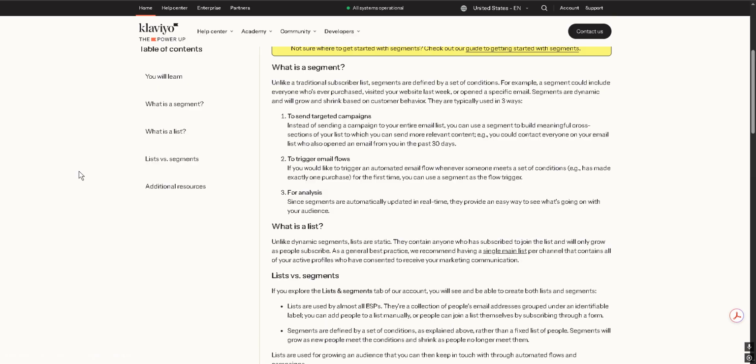So, what is a list? Unlike dynamic segments, lists are static. They contain anyone who has subscribed to join the list and will only grow as people subscribe.